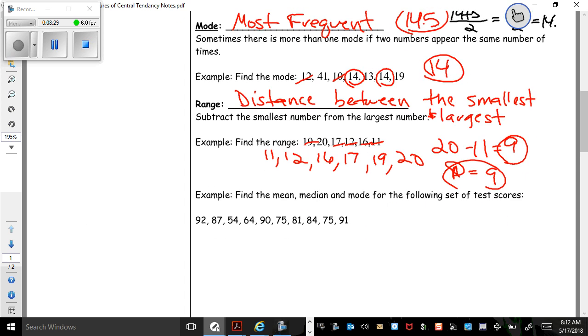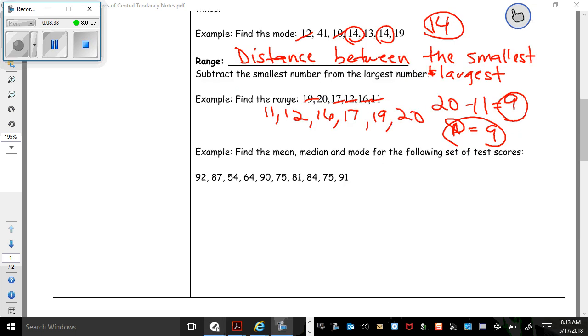All right, so I want you to try to find the mean, median, and mode for each one of these in this example. Mean, we got to do what? That means average. So you add all these up and divide by 10. What'd you get? You got the mean, 79.3. All right. Median.